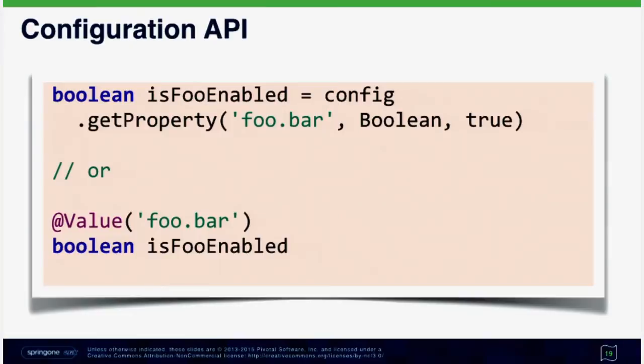As an example, if you get a reference to the config object, which is normally grailsApplication.config, or you can implement ConfigurationAware in any of your beans, you can call getProperty foo.bar, and that'll obviously look in your application.yaml for foo.bar's value. In this example at the top, we're trying to look for a Boolean. If it's not a Boolean, it'll return null. And the last argument is the default value. So if it returns null, then return true.